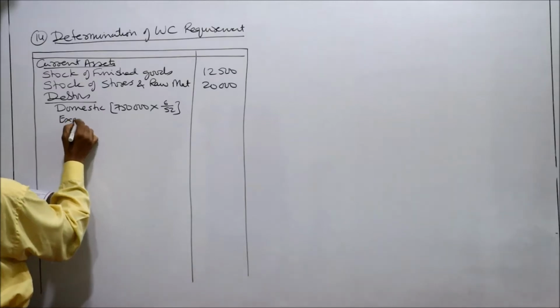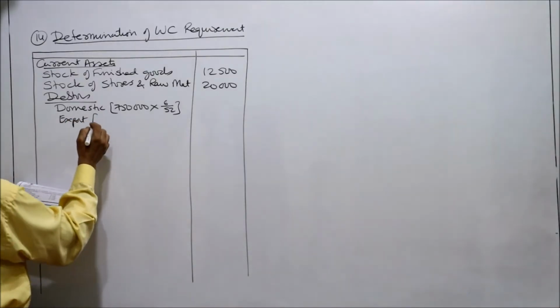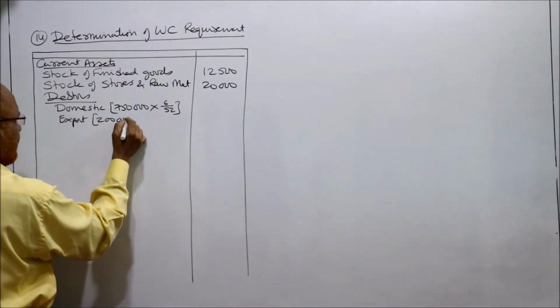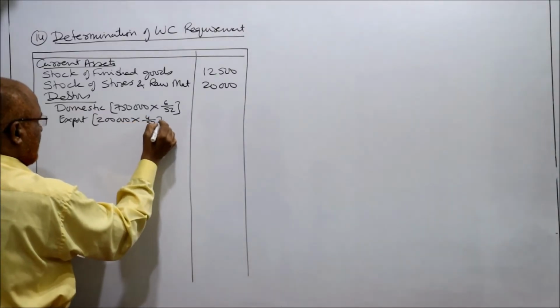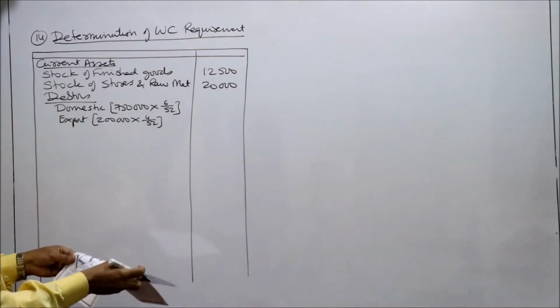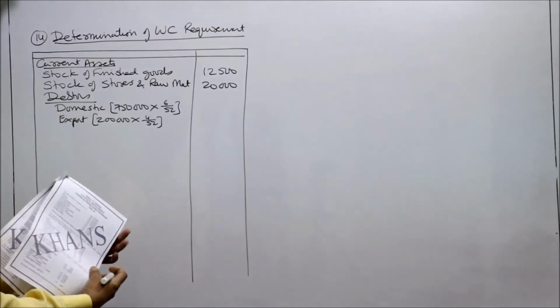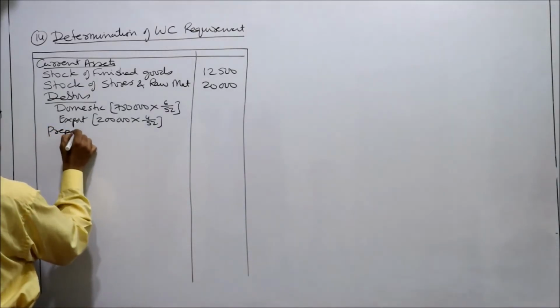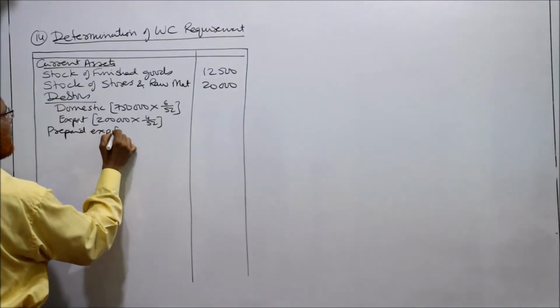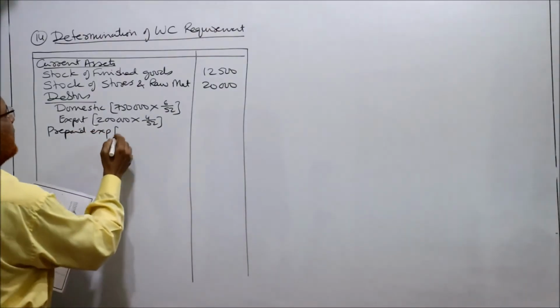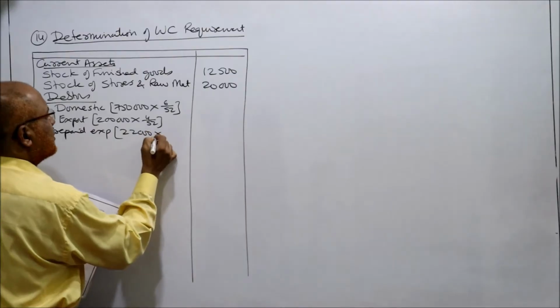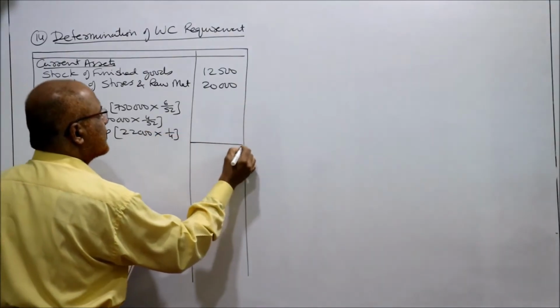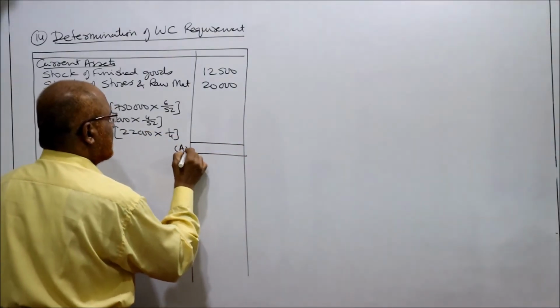Similarly, export 2 lakh into 4 by 52. That's it. 4 items are current assets. One more current asset, prepaid. Prepaid expenses 22,000 into 1 by 4. That's it. These are the current assets.